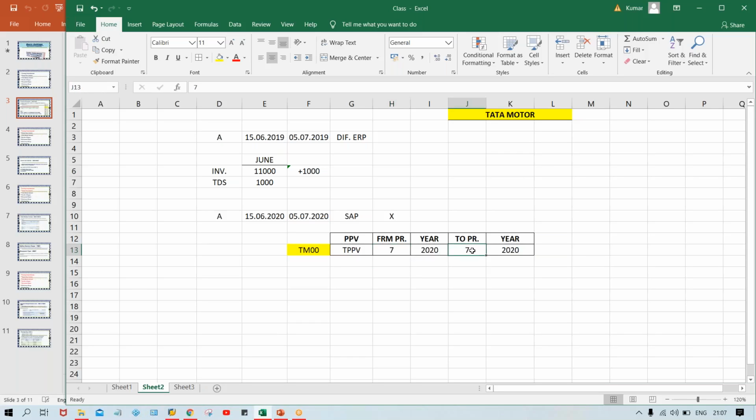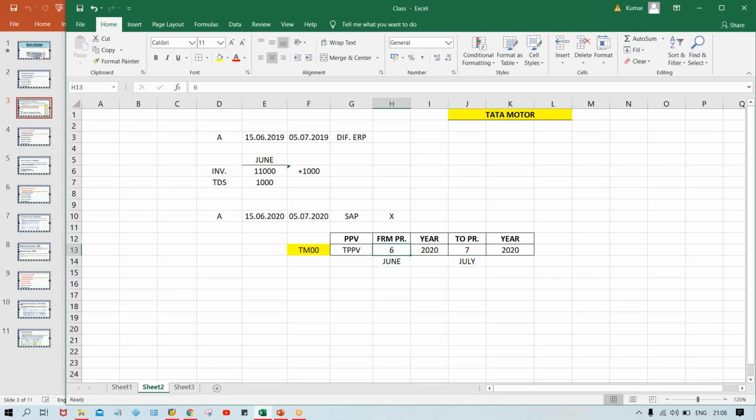Open and close in the sense, now, if he wants to post the transaction for the 6th period, but the 6th period is not open here. The 6th period will be open only if you give from 6. If you give from 6 2020 to 7 2020, it means the June period is also open, and July is also open, right?